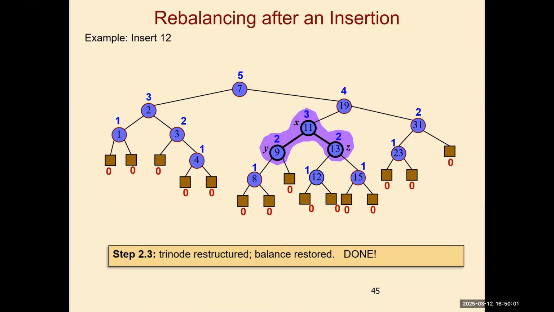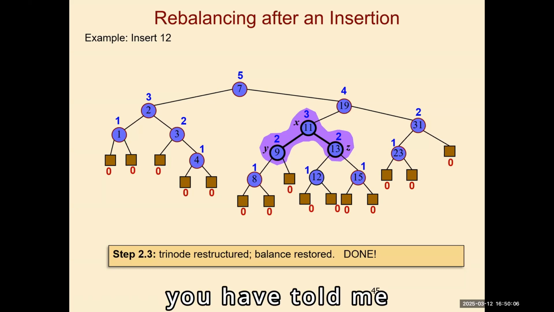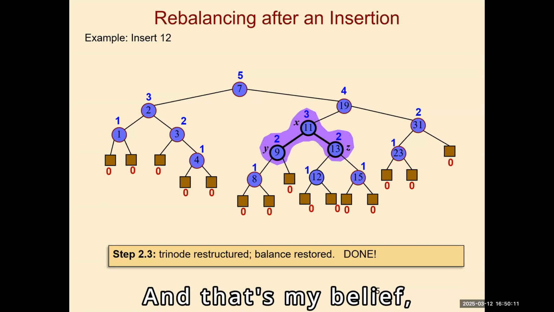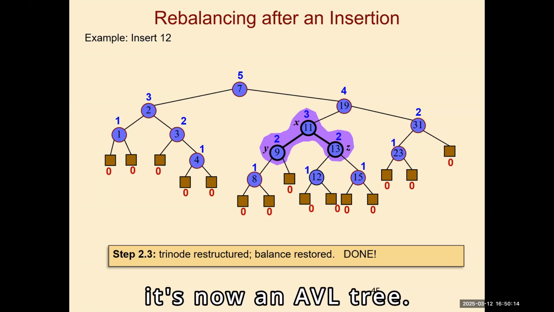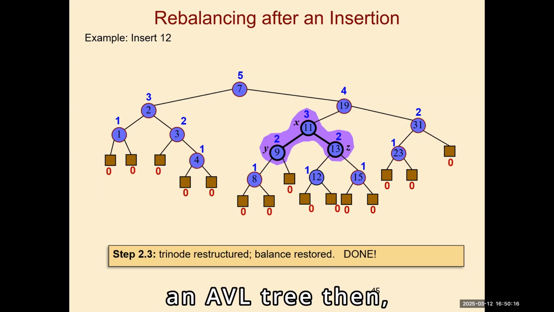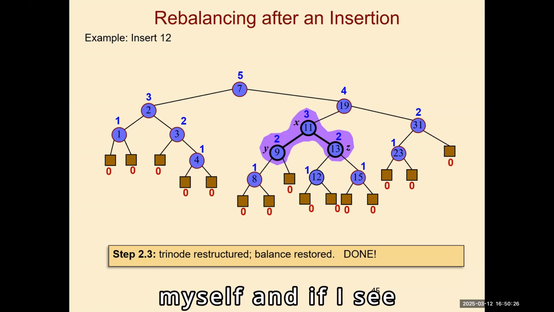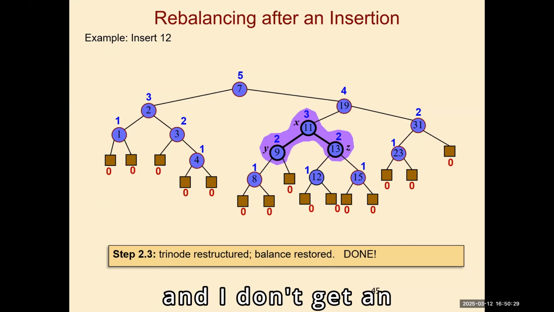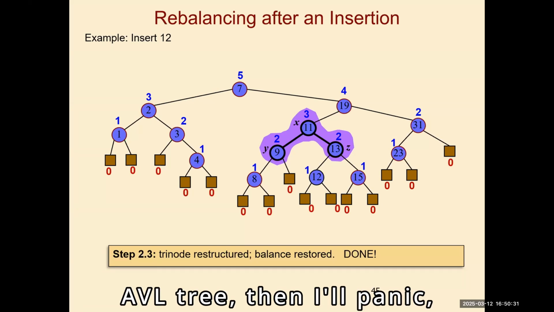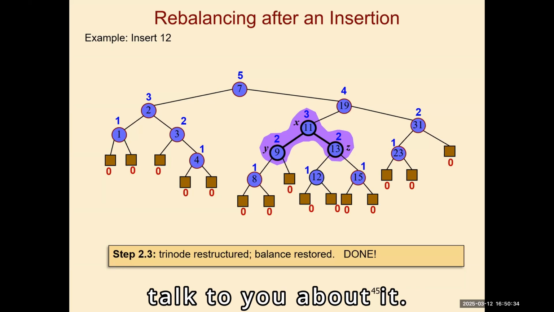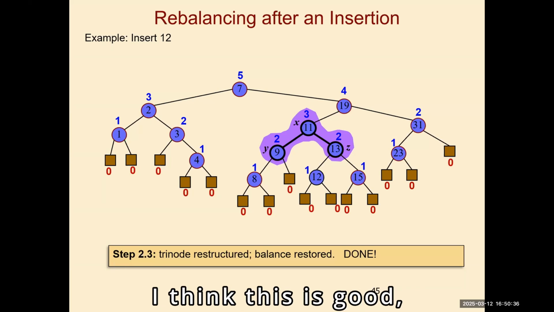Everybody see that? And then you say, well, Jeff told me if I do this, it will now be an AVL tree, right? And that's my belief. It's now an AVL tree. And if you're doing it and it's not an AVL tree, then we panic, right? Of course, before I give you a test, I'm going to do it myself. And if I do it and I don't get an AVL tree, then I'll panic, and I'll come back and talk to you about it. But in the meantime, I think this is good, right?